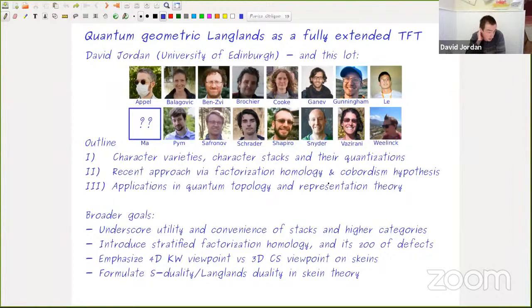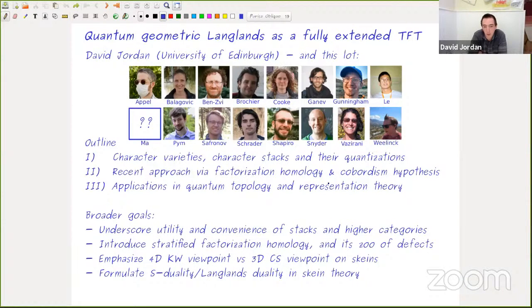Before I launch into it, though, the broader goals that I hope people take away from the talk: I want to emphasize the importance of using stacks and higher categories and how they make your life much easier when constructing these field theories. I certainly want to introduce the notion of factorization homology, and especially stratified factorization homology, which was recently introduced by Ayala, Francis, and Tanaka. This is just a beautiful theory. And it gives rise to a zoo of interesting defects that we'll study.